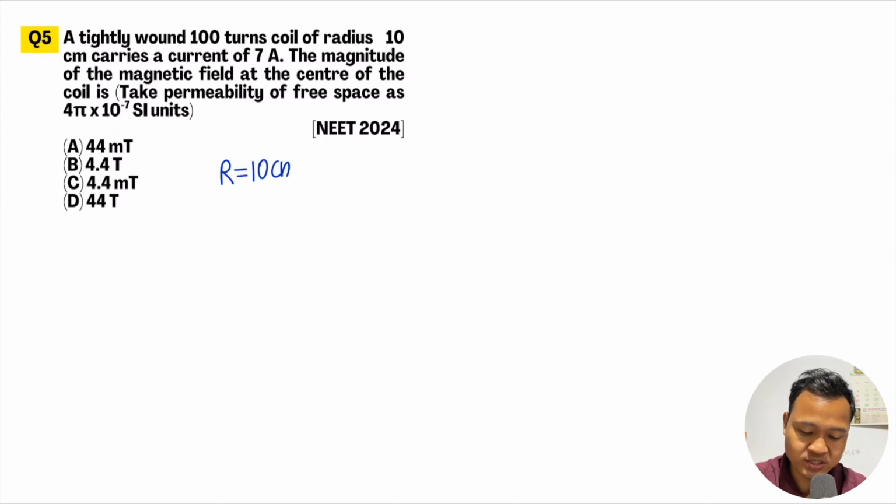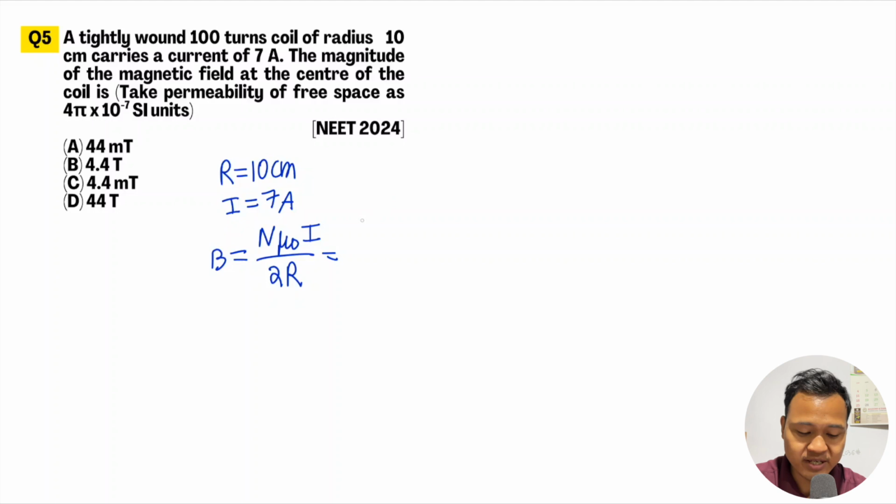A tightly wound 100 turn coil of radius R is 10 centimeter, current is 7 ampere. So the magnitude of the magnetic field at the center of the coil. The formula is mu naught into I by 2r, and for n number of loops, B is equal to n into mu naught into I divided by 2r.